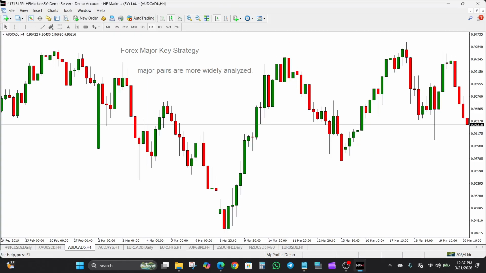So the goal is not to trade everything, but to specialize and master a few pairs. The key takeaway is sometimes less is more. Focusing on major pairs can improve consistency and reduce unnecessary risk.